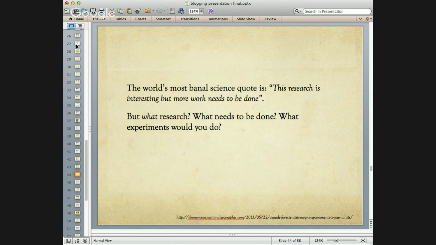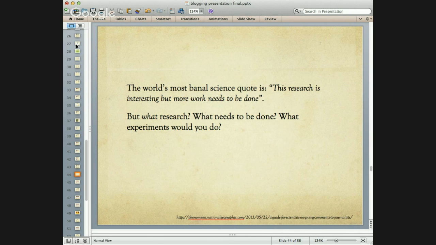I just wanted to make a point here that the world's most banal science quote is, "This research is interesting, but more work needs to be done." You will not believe the number of times I've seen that in stories. Of course, more work needs to be done. That's kind of the point of science. But be more specific.